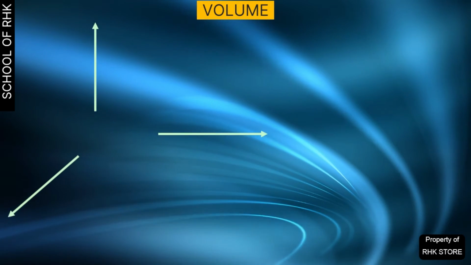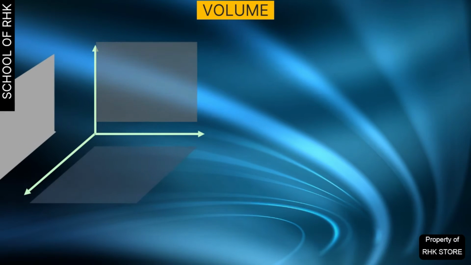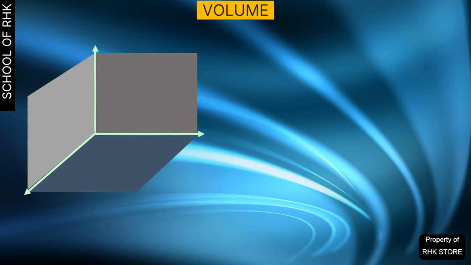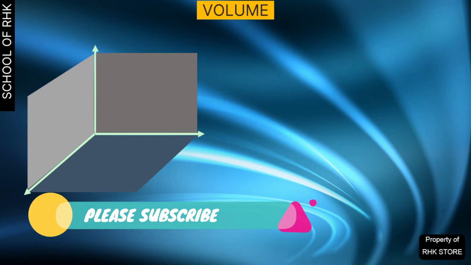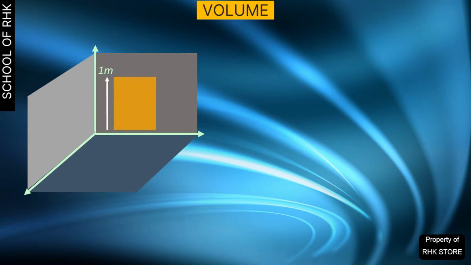In a single dimensional object, we need a one-dimensional quantity, which we call length. For example, the line here is 1 meter. If we move or extend this one-dimensional line in a direction perpendicular to the line itself by a distance of 1 meter, it forms a two-dimensional object. And we call this object a rectangle, or to be exact, a square.